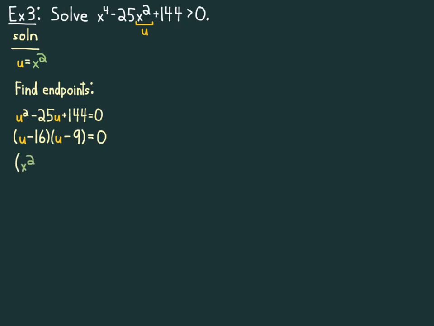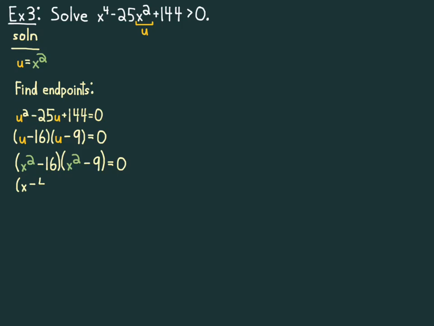But u is not really what I wanted. I wanted to know x. So what I did here is I could have just figured out the u's first and then said x equals whatever the u values were. But I just decided to substitute the x squared here. So remember the u is x squared, so I just put the x squared back in.